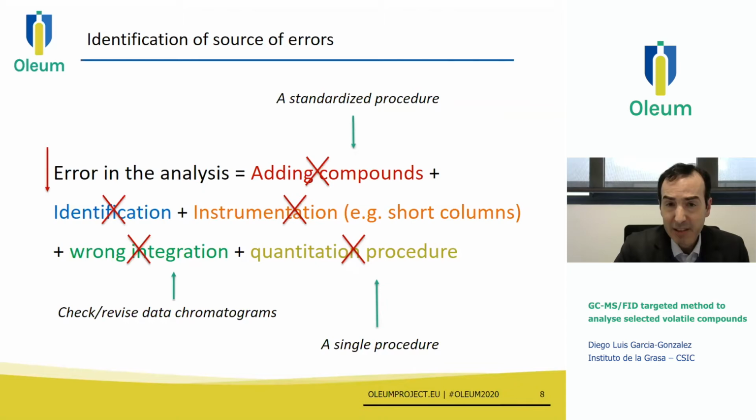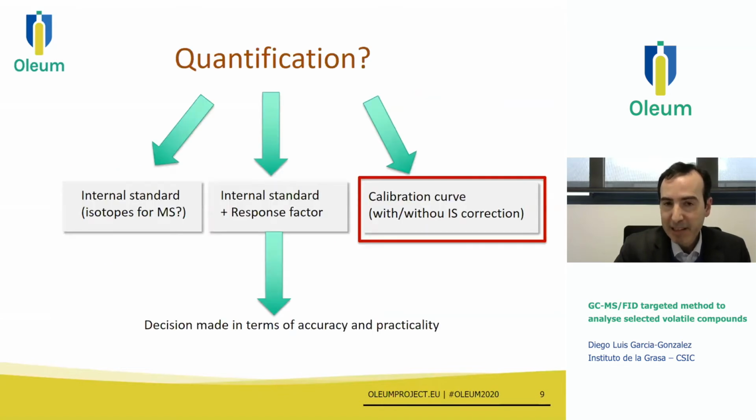In fact, during the project, we identified the sources of errors and we tried to minimize each one of them. One source of error that we identified from the beginning was the quantitation procedure. That's why we paid attention to this point, the quantification. So we tested different kinds of quantification and we selected quantification by means of calibration curves. We observed that this was the most convenient in terms of accuracy and also practicality.